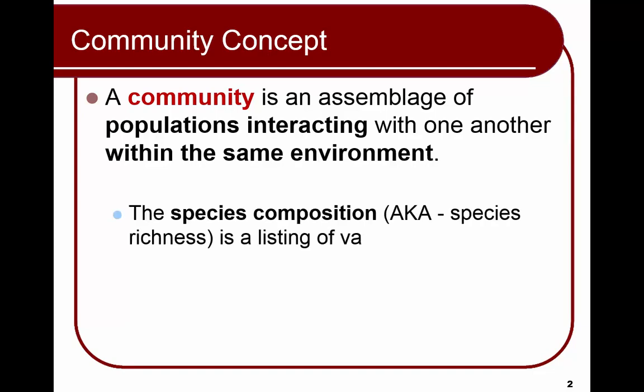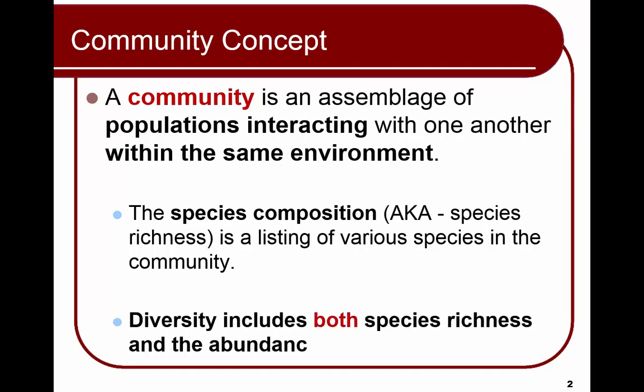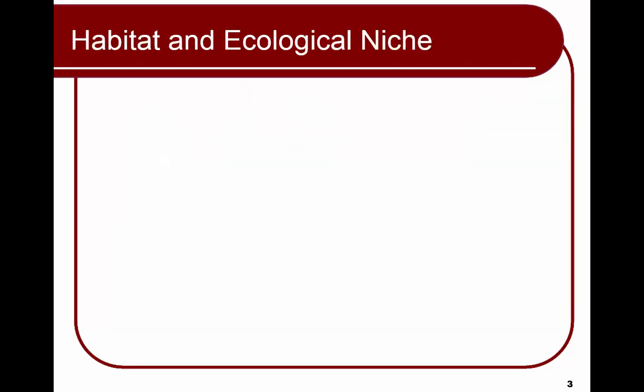We also are going to look at species composition or species richness, all the various species that live in the community. So when we talk about diversity, we're including both the species richness and the abundance of the different species.